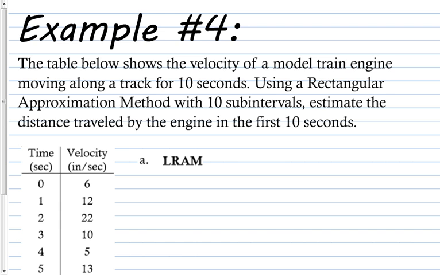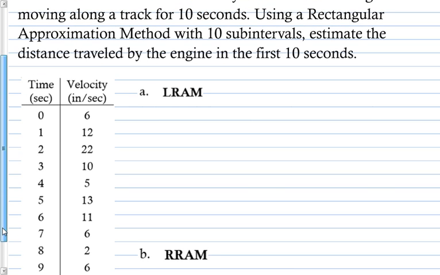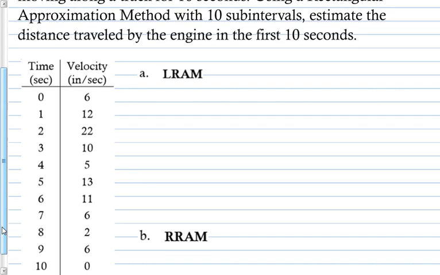All right, so A is LRAM. Remember, LRAM, we have to use the leftmost point. So the leftmost point, or the height on the left, is going to be this 6 right here. Now, the width. I'm using 10 sub-intervals, and if I look at the time here, I go from 0 to 10. So the width is 1. And then I would just add the heights of all 10 rectangles. And I would start with the very first one because that is the height on the left.